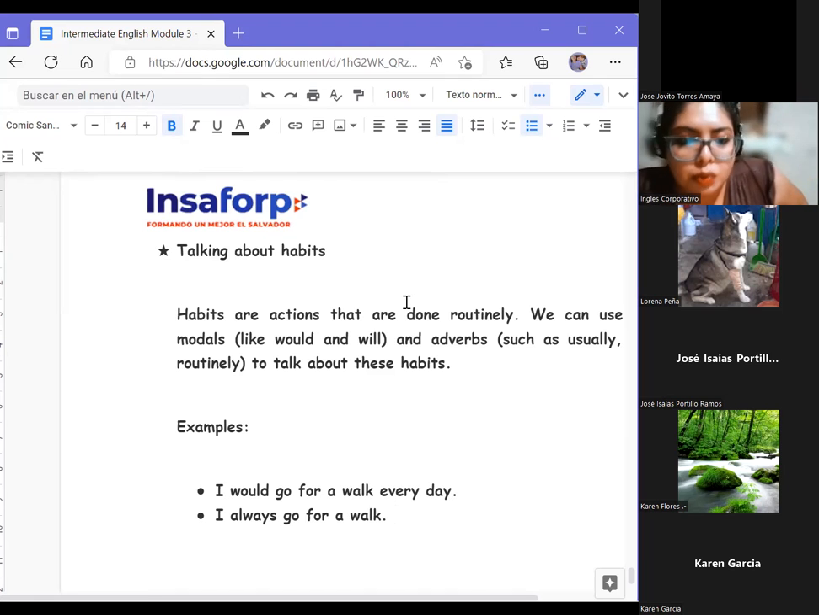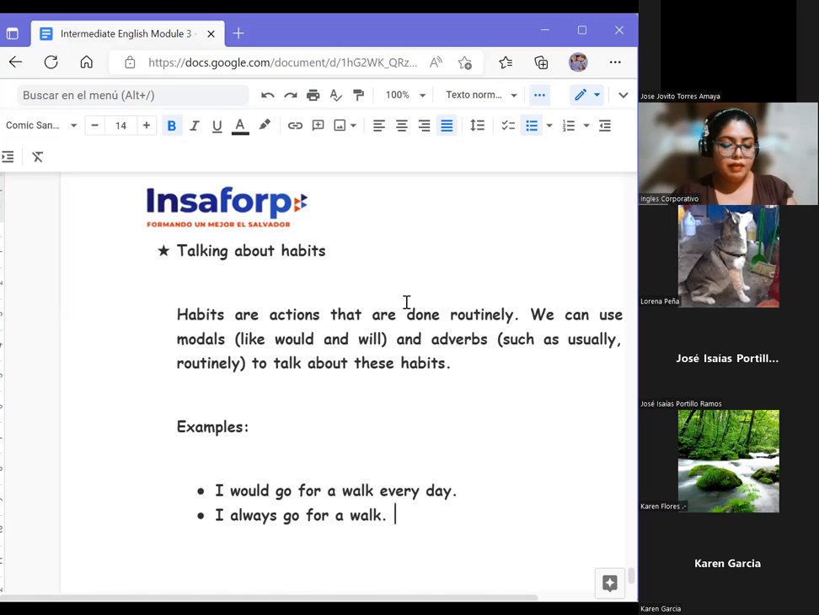Okay, in this last one, en este último tenemos que vamos a hablar de los hábitos, ¿sí? Que se lleva una rutina, ¿verdad? Que se hace todos los días y vamos a utilizar los modales, los adverbs que nos están ahí como ejemplo para hablar de estos hábitos que realizamos todos los días. So, we have, "I will go for a walk every day" and "I always go for a walk." Es como decir, tengo que caminar todos los días y decir, siempre voy a tener una caminata, or something like that.